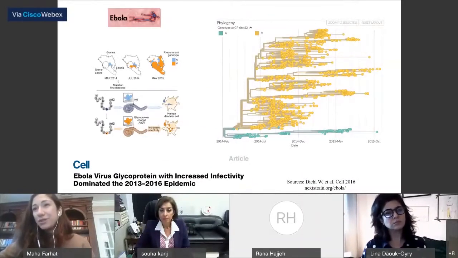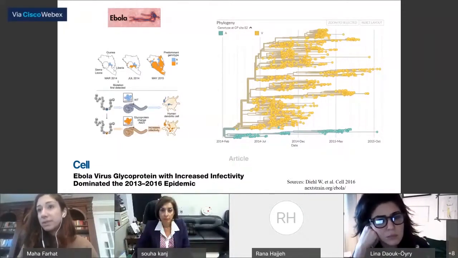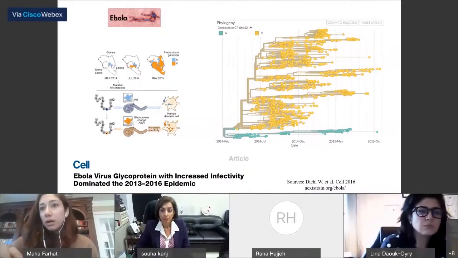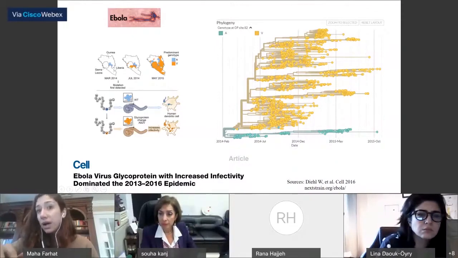So, to change flavors a little bit from SARS-CoV, to give you another example of how genetic mutations can affect the phenotype, or the virulence or transmissibility, of a particular pathogen. This is an example from Ebola, where, as you can see in this phylogenetic tree, initially all the Ebola isolates had this genotype allele A at genotype site 82, and over time there was a substitution from A to V, and all subsequent isolates that were sampled and sequenced in this global effort have all been the V allele.